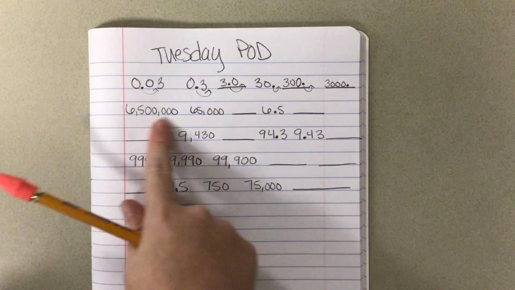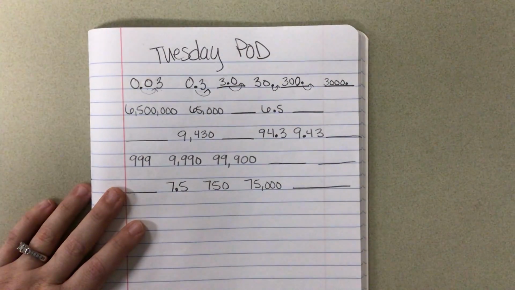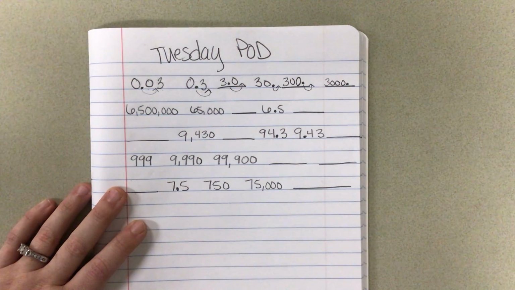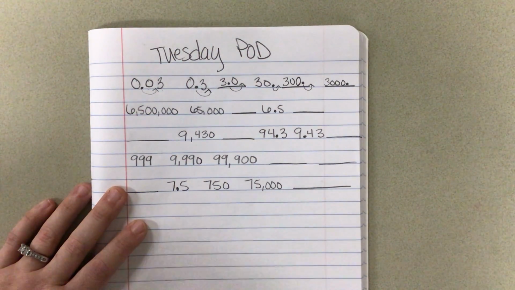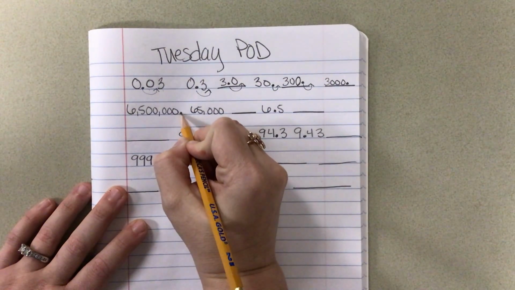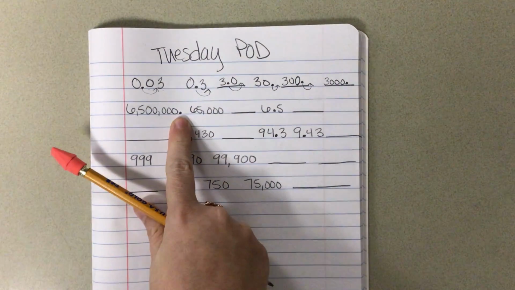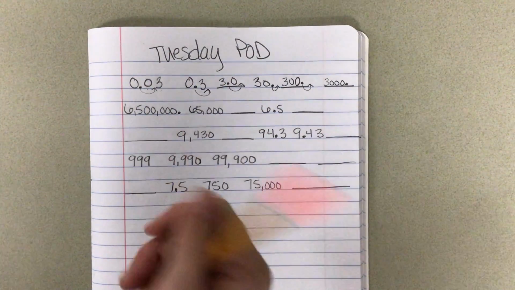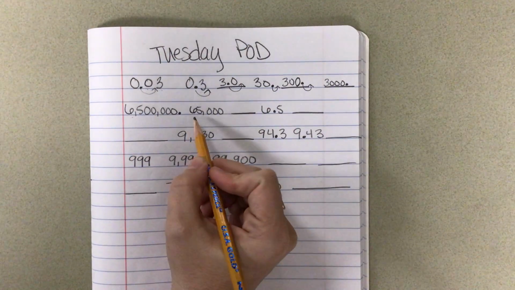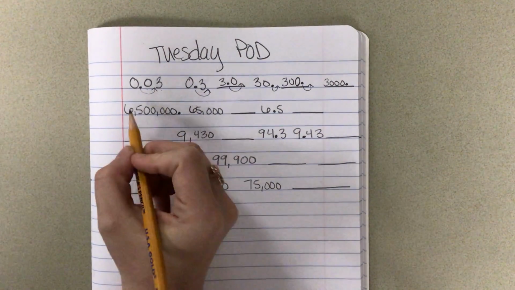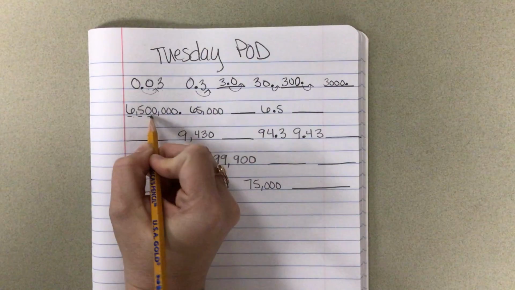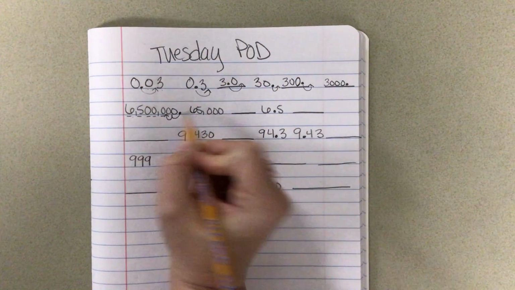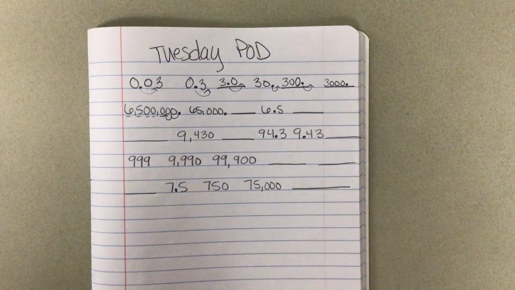So what about these numbers here? Well, where does the decimal go in 6,500,000? You should have said at the very end. So if I want to move it in to where I only have 3 zeros and a 6, 5, I'm going from 6 million to 65,000. So I only want to have the 6 and the 5 and 3 zeros. So I want to come in 1, 2, and that gives me 65,000.